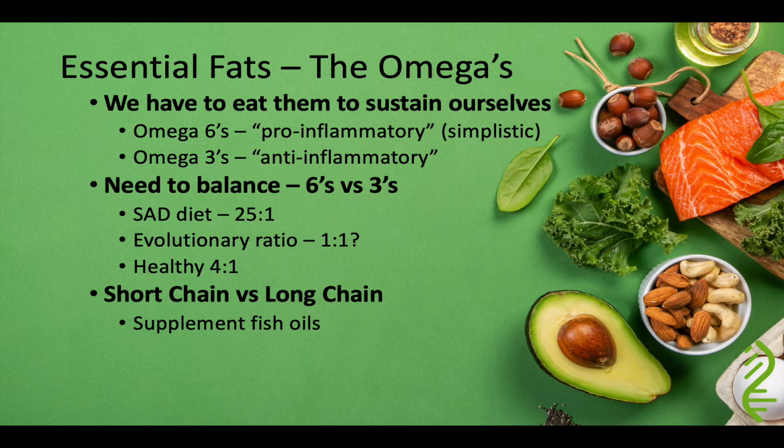Some people argue that from an evolutionary perspective, Paleolithic man maybe was getting a 1-to-1 ratio, and I think more people argue that it was probably somewhere around 4-to-1. So omega-6s will probably still predominate, but 4-to-1 omega-6s to omega-3s is probably the right balance there.